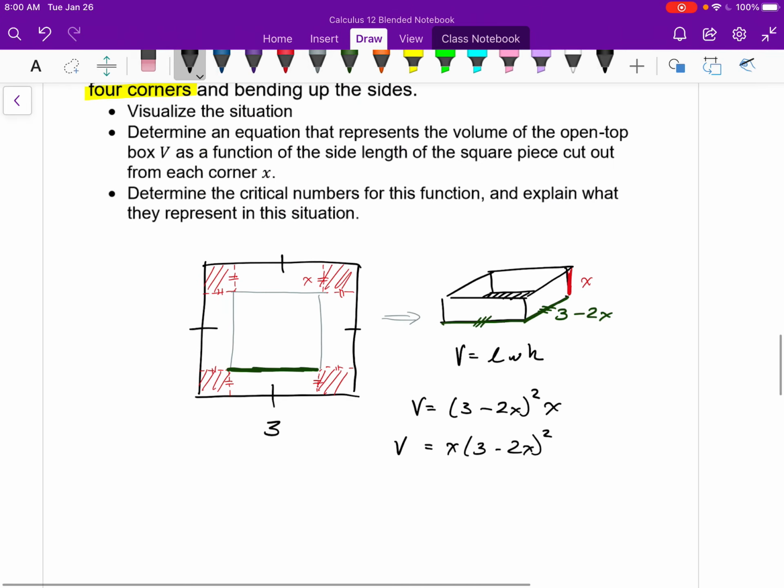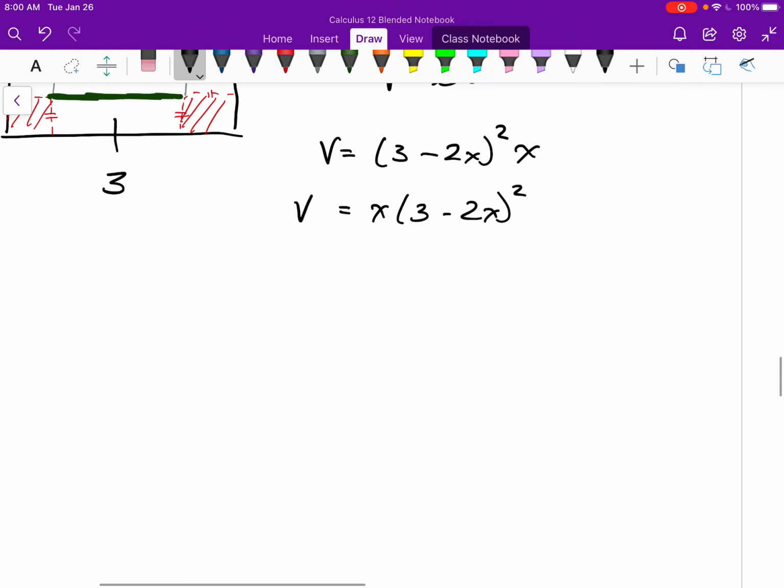That's it. Now I've done that second part. Determine an equation that represents the volume of the open top box. V is a function of the side length. So now determine the critical numbers of this function and explain what they represent. So I want to find the critical numbers of this function v. Now I can differentiate this right now. I would use the product rule and the chain rule. But if I just do a little bit of grade 10 algebraic work, I can get it down to something much simpler in my opinion.